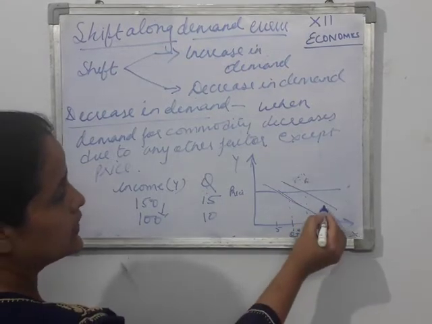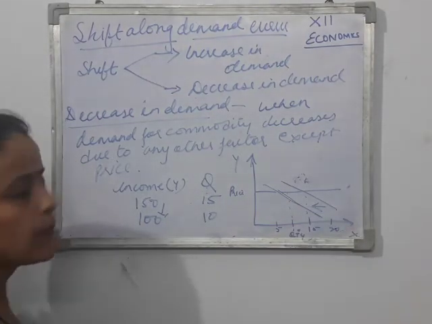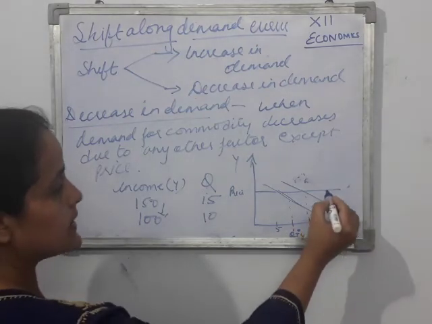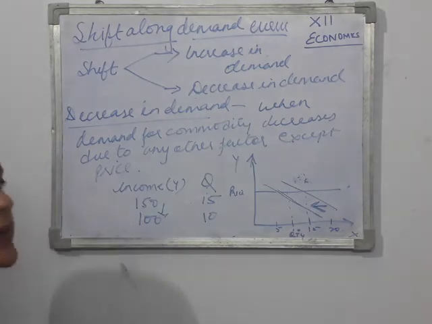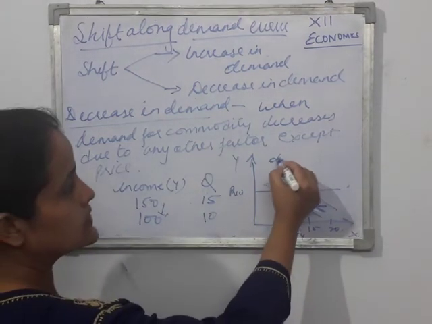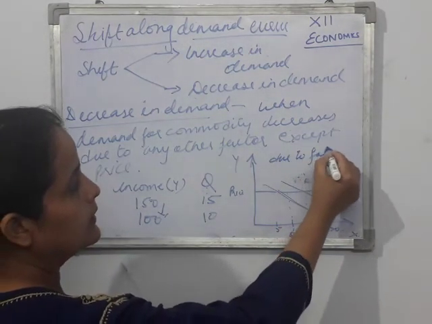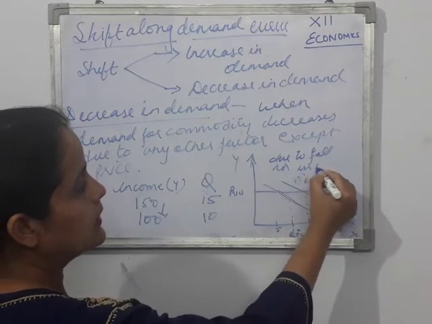So you can see here your demand is decreasing. So we are putting an arrow this side. Your demand is decreasing from 15 units to 10 units. Why? This is taking place due to fall in income, not due to fall in price.